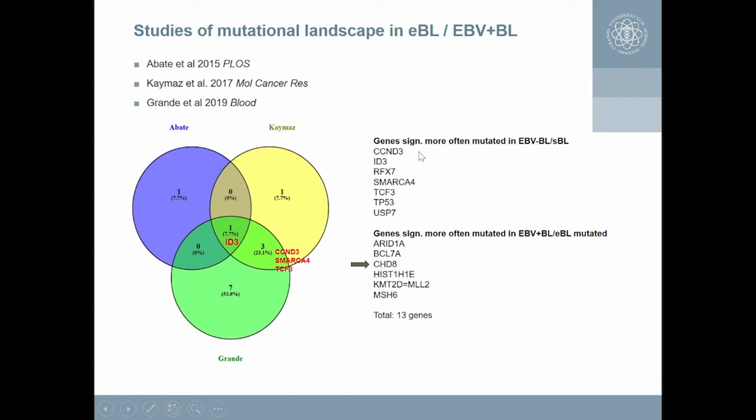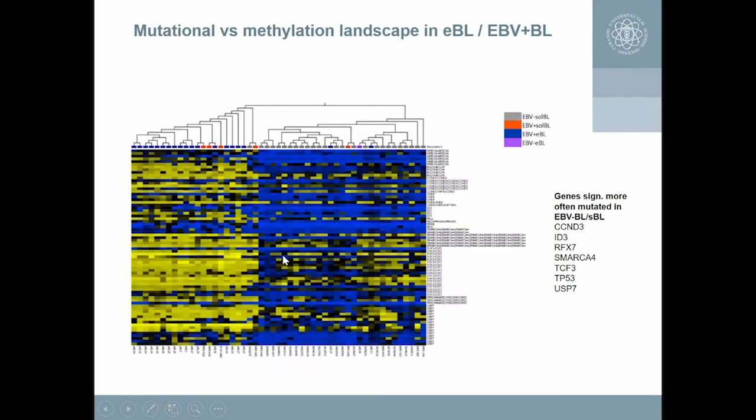So why can EBV positive Burkitt lymphomas lack these ID3 mutations if they are really important, or the other mutations? The reason might be that EBV induces a strong DNA methylation as an alternative means of gene deregulation. So on the left side are EBV positive Burkitt lymphomas, on the right side EBV negative. Each line is a CpG or part of a gene, and yellow means high methylation and blue means low methylation.